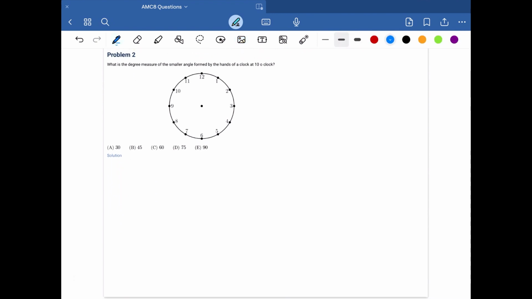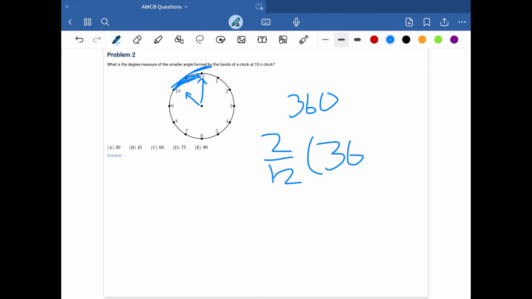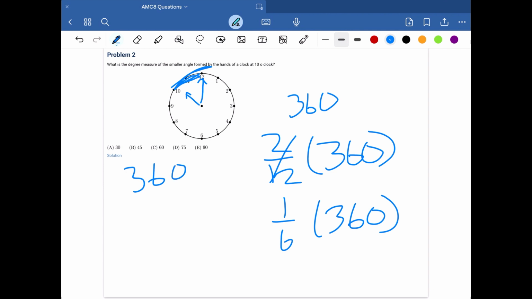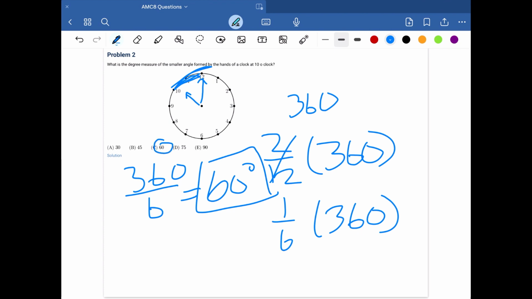This is problem number 2. It says, what is the degree measure of the smaller angle formed by the hands of a clock at 10 o'clock? At 10 o'clock, the small hand is pointing at 10, big hand at 12. And since there are 360 degrees in a circle, and there are only two numbers between 10 and 12, it's going to be 2/12 of 360 degrees. 2/12 can be written as 1/6, and 1/6 of 360 is 360 divided by 6, which is 60 degrees, which is question C. Now move on.